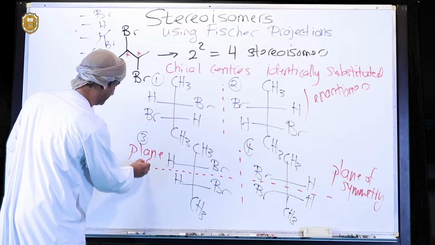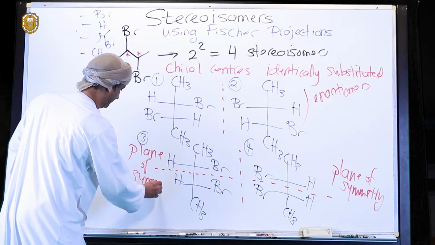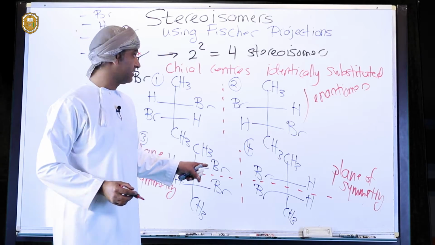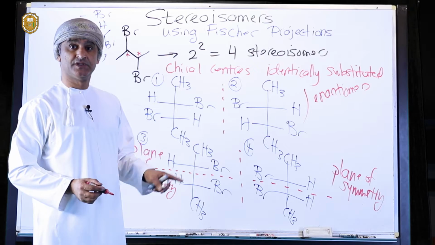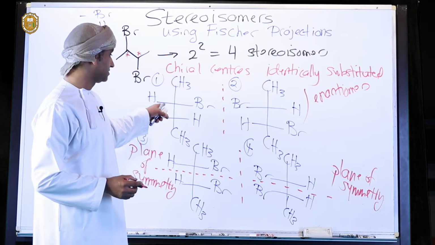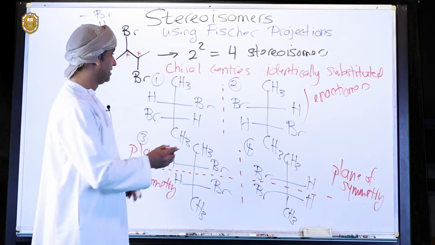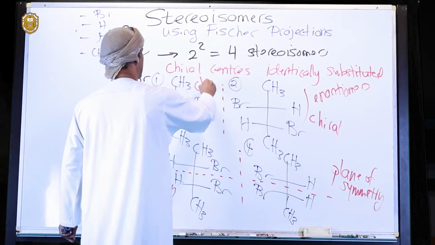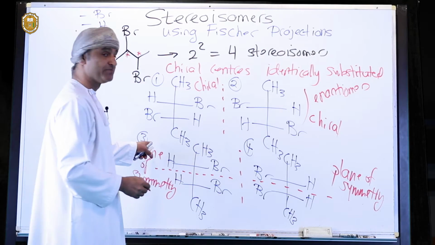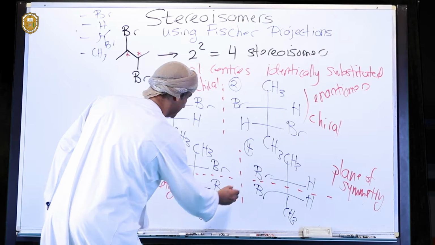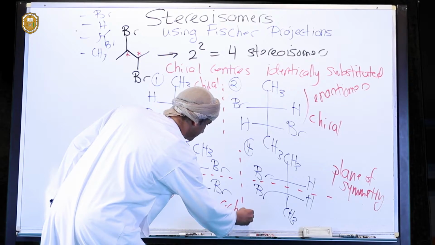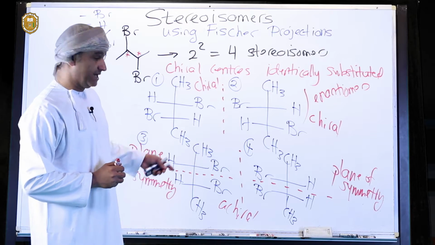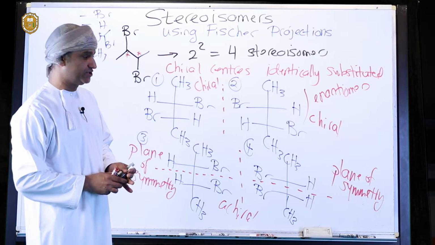3 has also a plane of symmetry. Therefore 3 and 4 are not chiral, whereas of course 1 and 2 are chiral. Yes, it is true they have stereocenters, of course, and they don't have a plane of symmetry. So each of these is actually chiral. So 1 is chiral, 2 is chiral, but 3 and 4 are achiral. None of these is actually chiral, despite the fact that they have stereocenters. That's because they have a plane of symmetry.